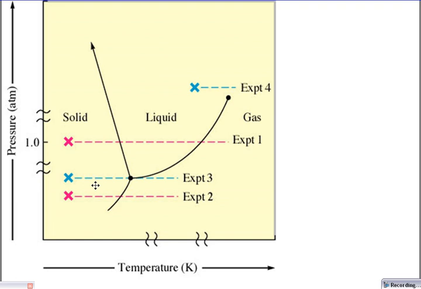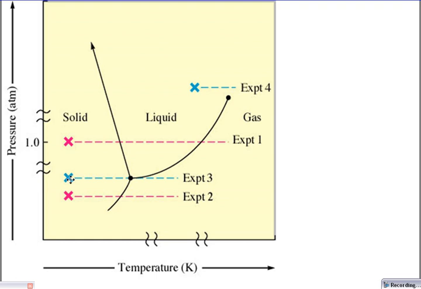In experiment 2, we're at extremely low pressures, and at low pressures, as we heat it up, we'll eventually reach a point at which ice will sublime and go straight from being ice into steam.